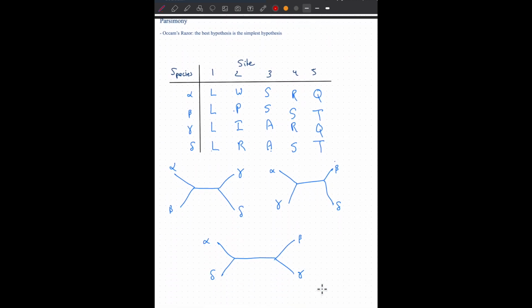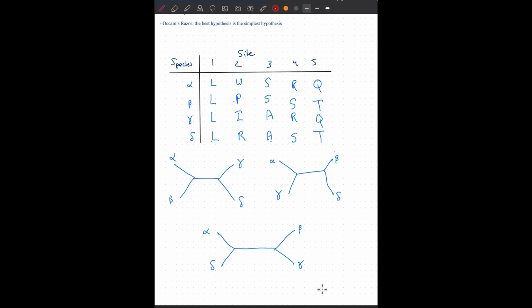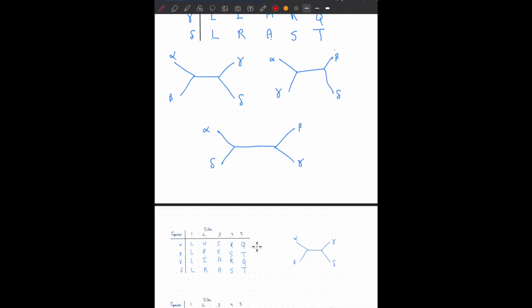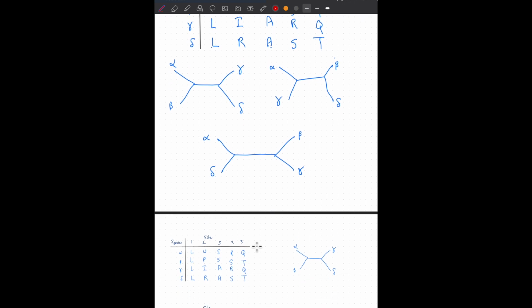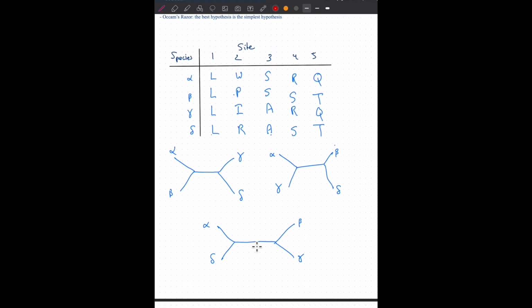Okay, so now we have these 3 trees, and we have our input data, and the question is which of these 3 trees is most parsimonious? Okay, so let's take a look. The first thing here is that if we look at site 1, it's all L's. So that's really easy. This is an easy case. This is completely uninformative.